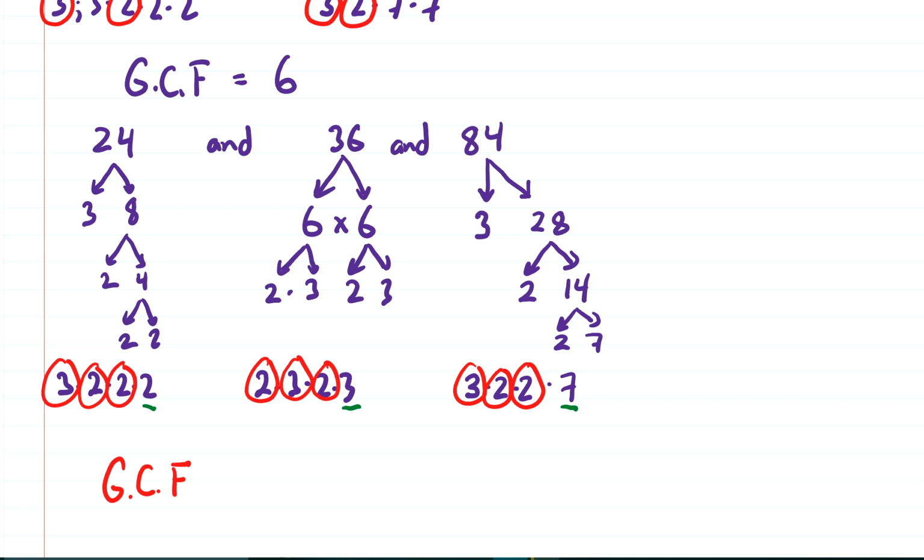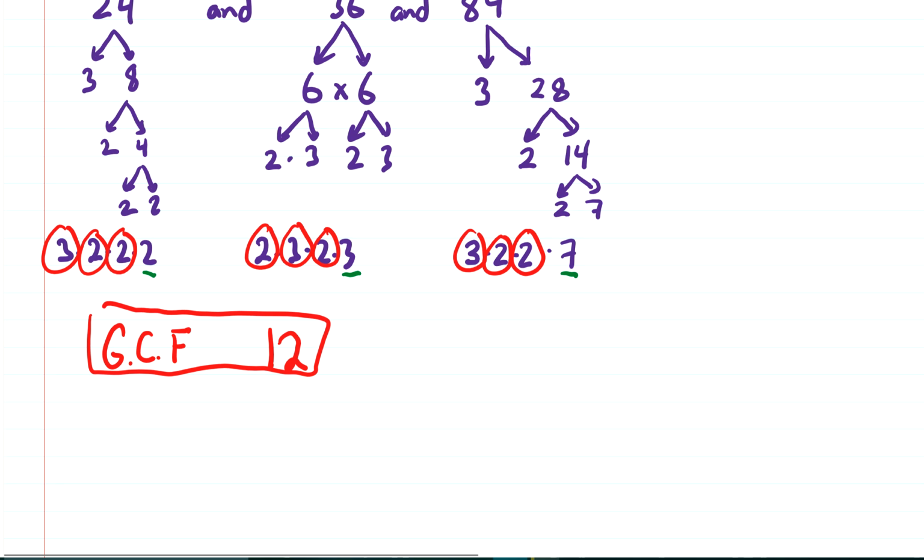So the greatest common factor would be a 3, a 2, and a 2. So 3 times 2 is 6, times 2 is 12. So that would be the greatest common factor of those three numbers.